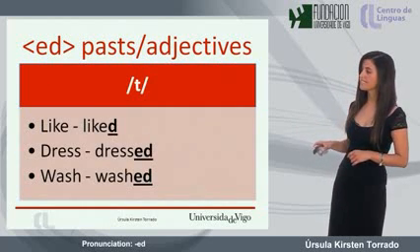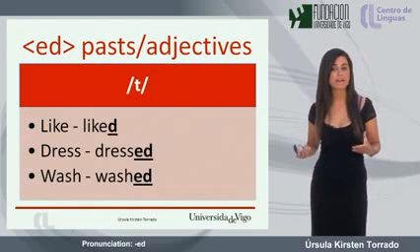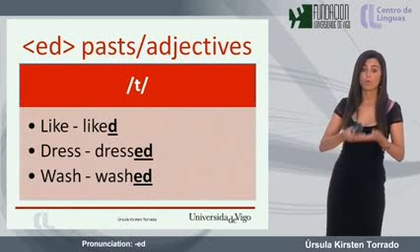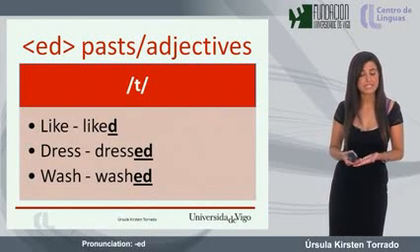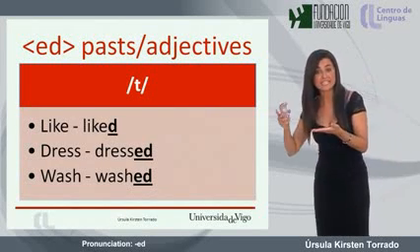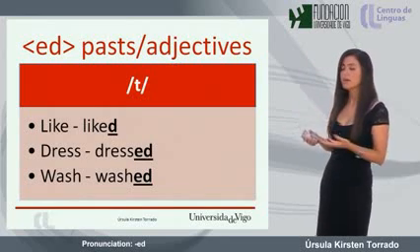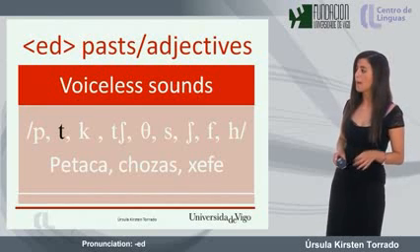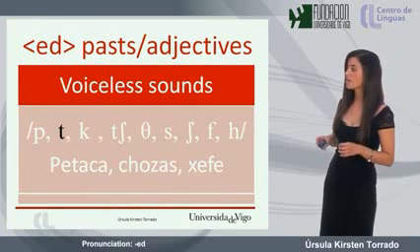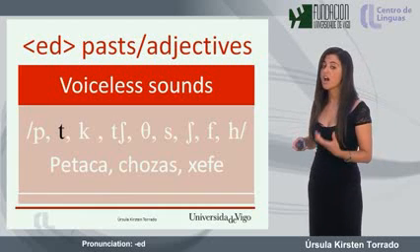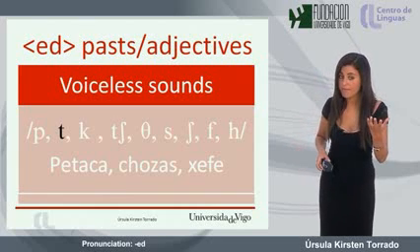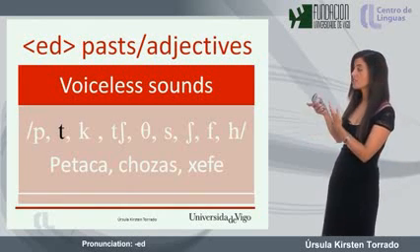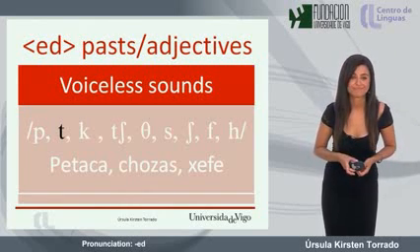Let's start with the T. When do we pronounce T? With voiceless sounds. When a verb or an adjective ends in a voiceless sound, then the ed ending will be pronounced as a T. Which ones are the voiceless sounds? These ones that you've got in here. P, t, k, ch, th, s, sh, f, h. How will you remember them? You just need to remember the words petaca, chofas, chefe, and the H.